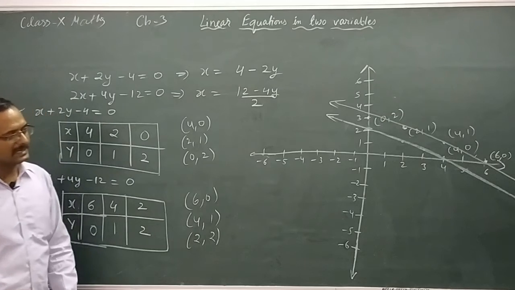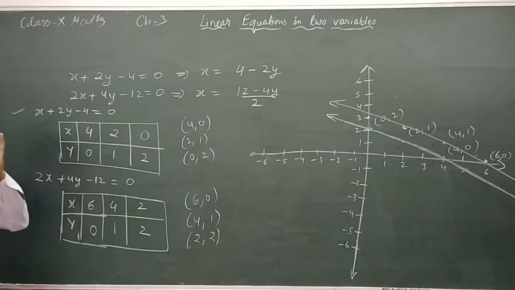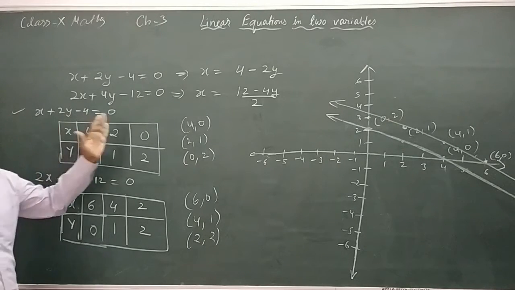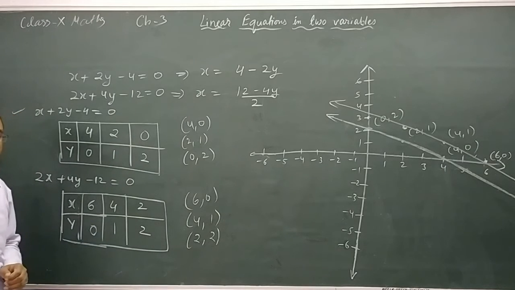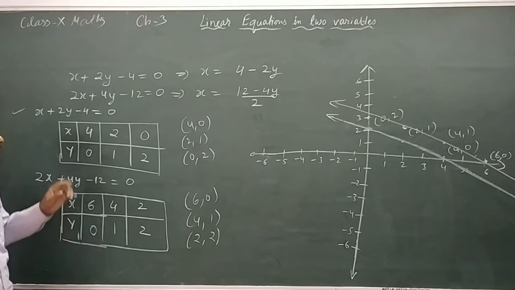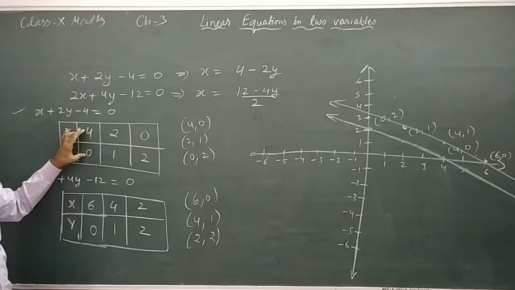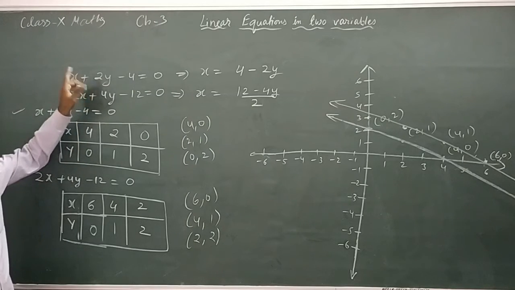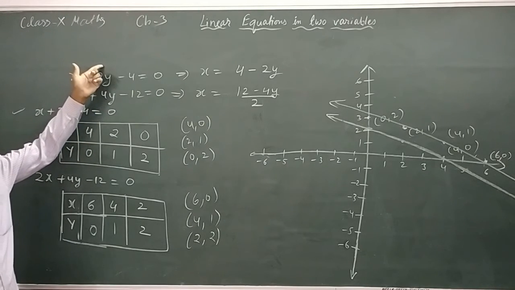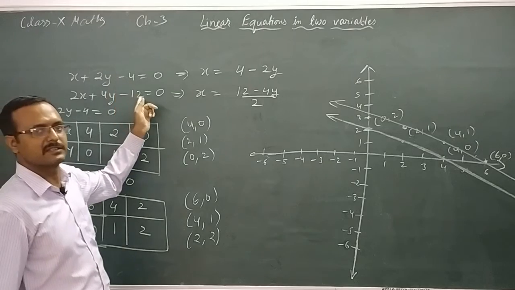So you can see that these two lines are going parallel. They will not intersect each other. Now what is the solution of this equation? The solution of the equation is 0. There is no solution of this equation. Why is there no solution? Because if we take this point and put it in both of the equations, it will satisfy one equation, but it will not satisfy the other equation.